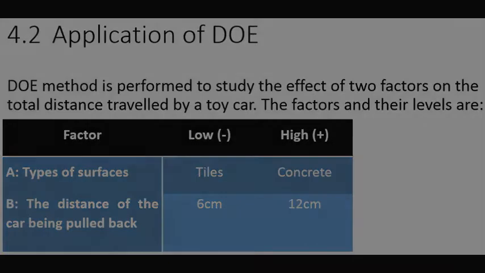Next is the application of DOE. For this experiment, we have two factors which are the type of surface and the distance the car is pulled back. Each factor has two levels: the high level, for which we use the plus sign, and the low level, for which we use the minus sign. We set the type of surface as factor A, which is a categorical variable, and the distance the car is pulled back as factor B, which is a numeric quantitative variable. Then we assign the tiles and 6 centimeter distance as the low level, while the concrete and 12 centimeter distance as the high level.